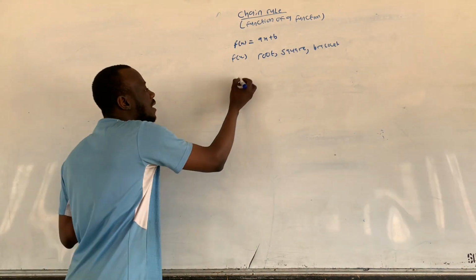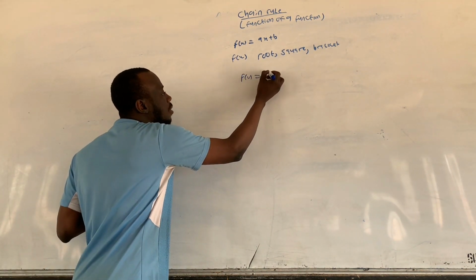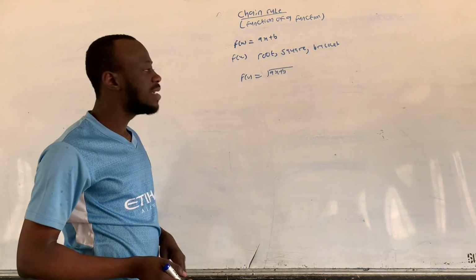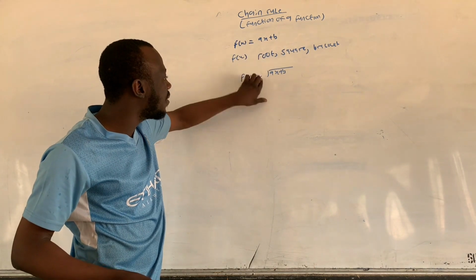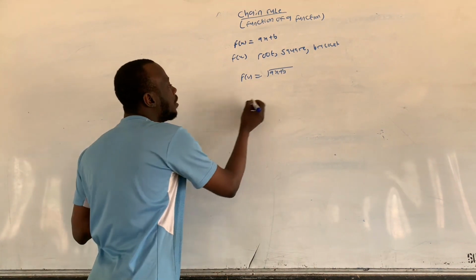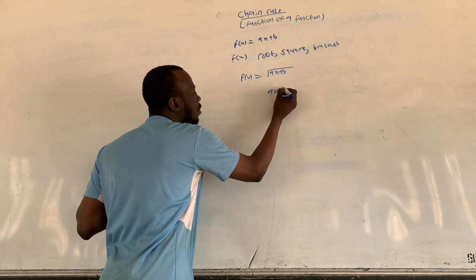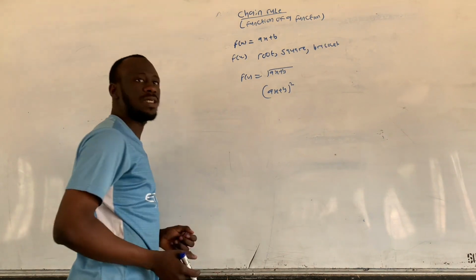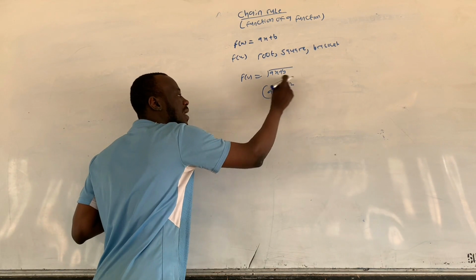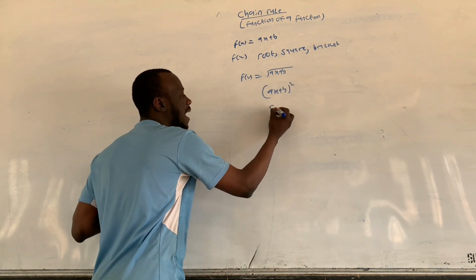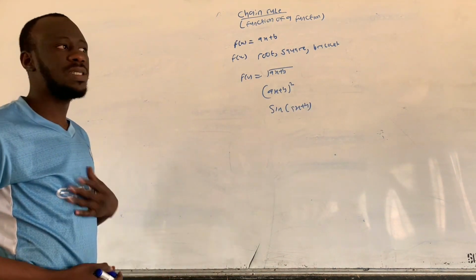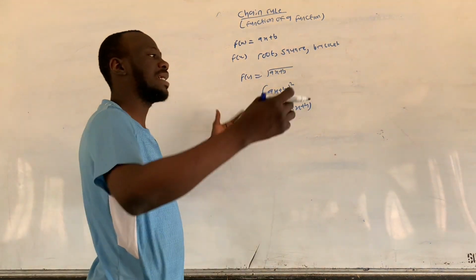Now, for example, you say f of x equals root of ax plus b. You see, this is a function inside another thing entirely. Then, for example, ax plus b all squared. You see, this is a function inside another function entirely. Or we say sine of ax plus b, for example. They are all functions inside another function.